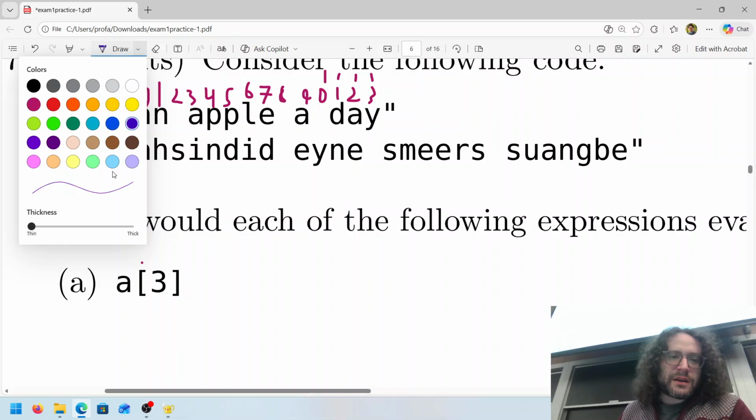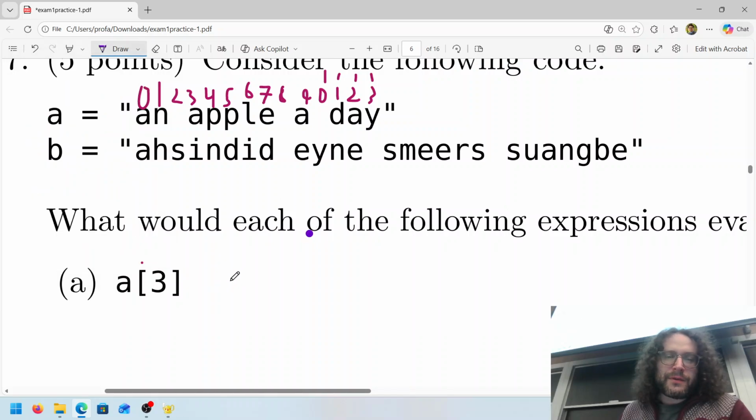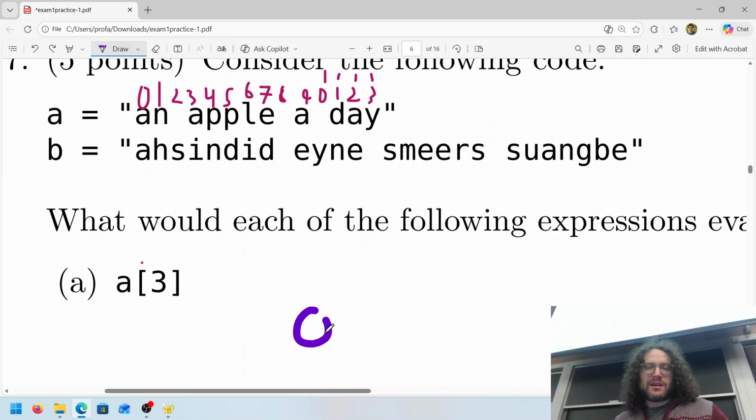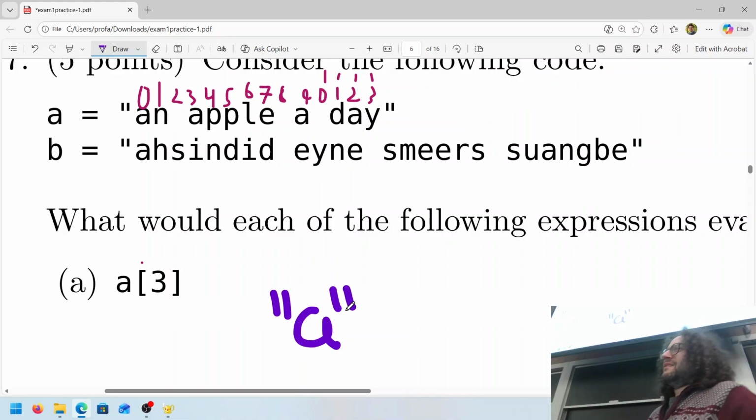So here, we're going to go with, I think a purple now, why not? A3. So index 0, 1, 2, 3 gives us the letter A. If you put quotes around it, great. If you don't put quotes around it, I'm not going to care. Whether or not you've put quotes around your string in your answers is a moot point because you could argue either way whether it should have those quotation marks or not.